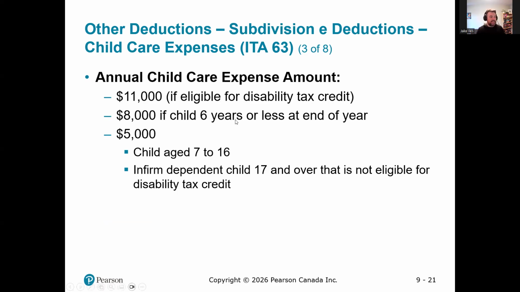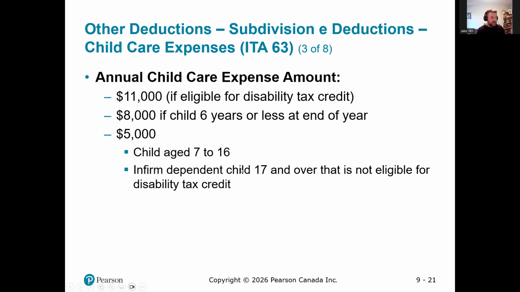$8,000 if the child is 6 years or less at the end of the year. Small children and infants and toddlers require more focus and attention and care. $5,000 for children age 7 to 16. Children in that age range are expected, yes, you need to watch them, make sure they're safe, but they can generally play on their own for a period of time during the day. So they cost less money from a childcare perspective.